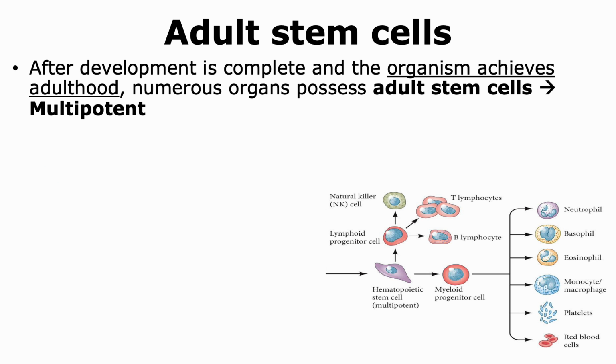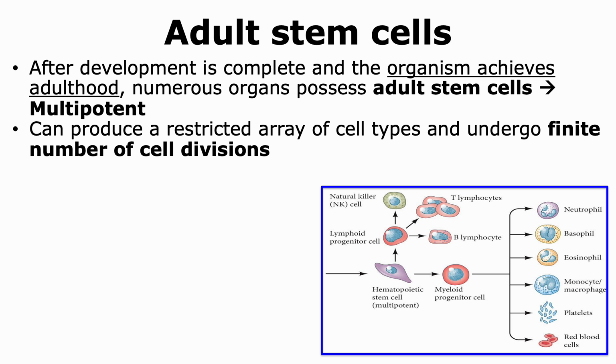So the way we have embryonic stem cells, we also have stem cells present in adults. After development is complete and the organism achieves adulthood, numerous organs will possess adult stem cells which are multipotent. These stem cells can produce a restricted array of cell types and can undergo a finite number of cell divisions.